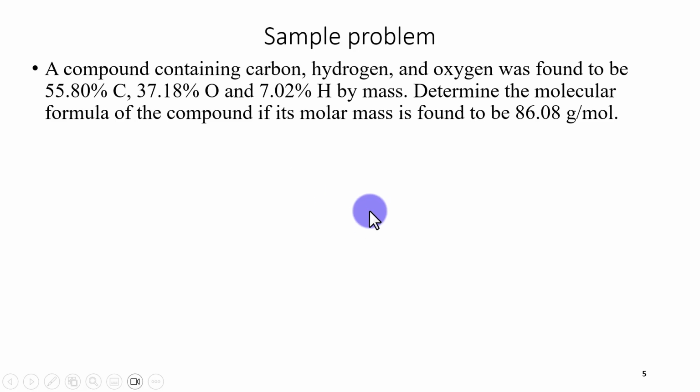Figure out the molar mass of the empirical formula. The molar mass of the compound, the molecular formula, is given here. Then you can figure out how many empirical formula units are contained in your molecular formula. Then multiply those molar coefficients of the empirical formula by that number to get the molecular formula. Then if you want to double check yourself, calculate the mass of the molecular formula that you calculated and see if it comes out to be 86.08 grams. Okay, give it a try.